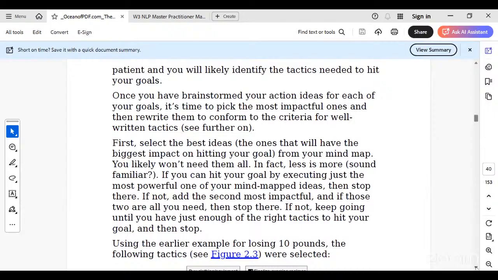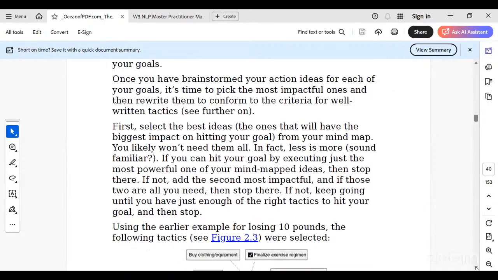You likely won't need them all. In fact, less is more. Sounds familiar. If you can hit your goal by executing just the most powerful one of your mind mapped ideas, then stop there. If not, add the second most impactful. And if those two are all you need, then stop there. If not, keep going until you have just enough of the right tactics to hit your goal and then stop. Using the earlier example for losing 10 pounds, the following tactics were selected.